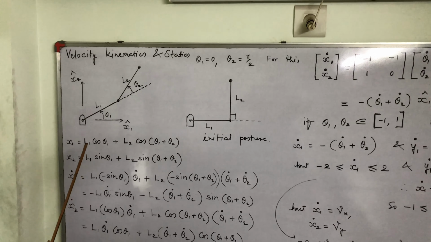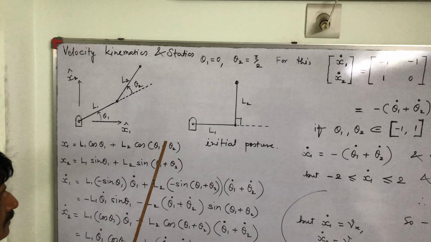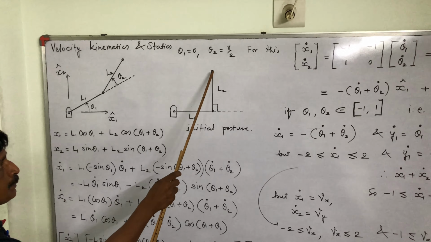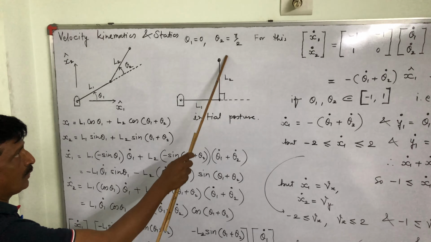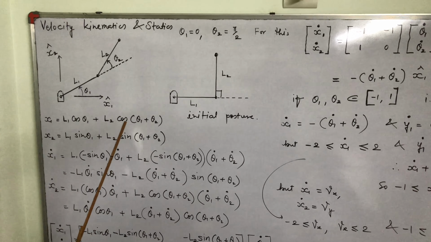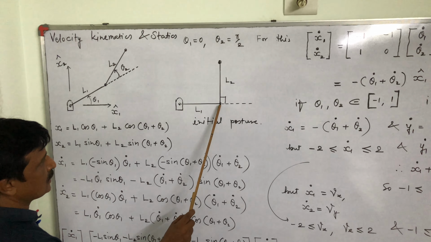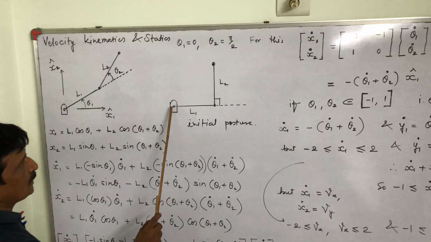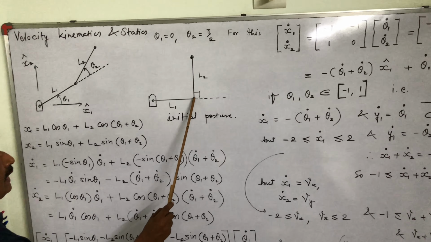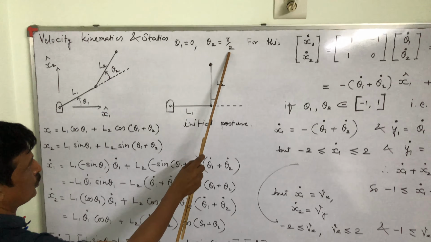Today we will discuss the 2-link planar robot: the end effector velocity space, mapping the tip point velocity under a given joint velocity, considering the initial posture this way. One link is L1 this way and the other link is L2 this way. So L1 makes an angle 0 with the horizontal line and L2 makes pi by 2 angle with this line. So theta 1 equal to 0, theta 2 equal to pi by 2.